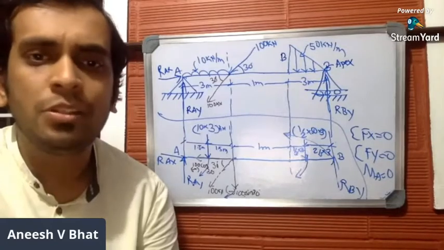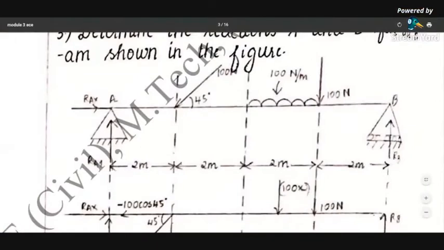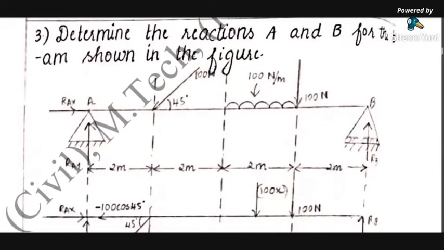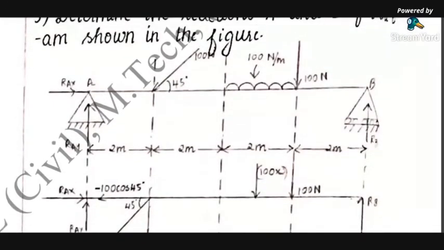Problem number three in your notes is quite simple. It's not that difficult. Determine the reactions at A and B for the beam shown in the figure. You can see the drawing. There is no complication at all.